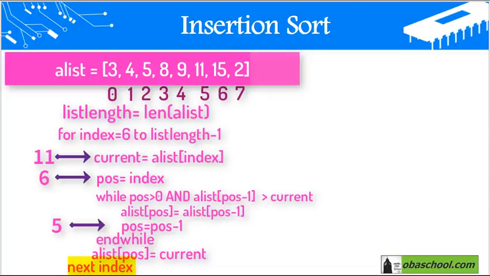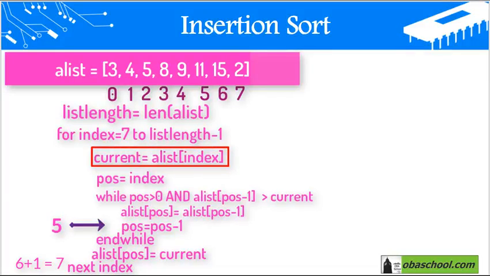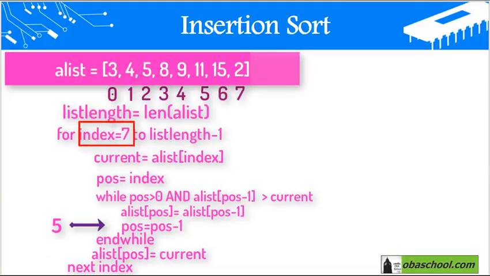Now we will go to the next index. We will add the index 1: 6 plus 1 is equal to 7. For index equals 7 to list length minus 1, we will enter the loop for. We will put in variable current a list index, which is 7. The value found on index 7 is 2. So the variable current contains 2.